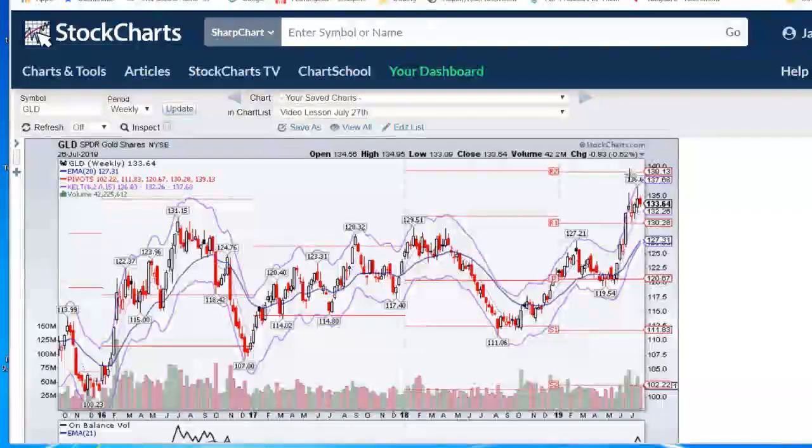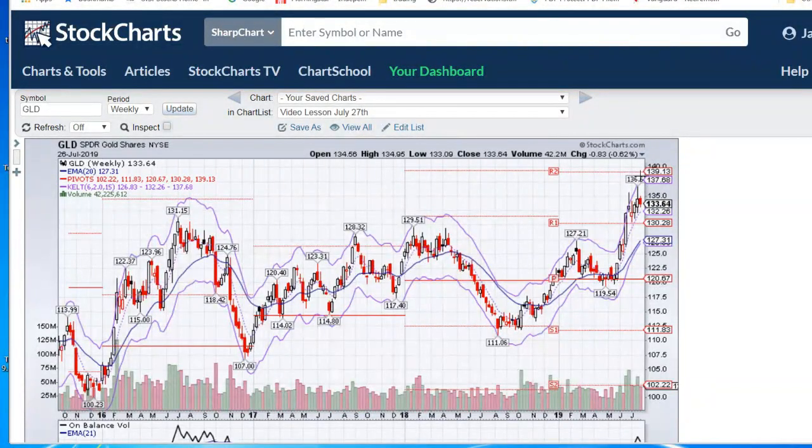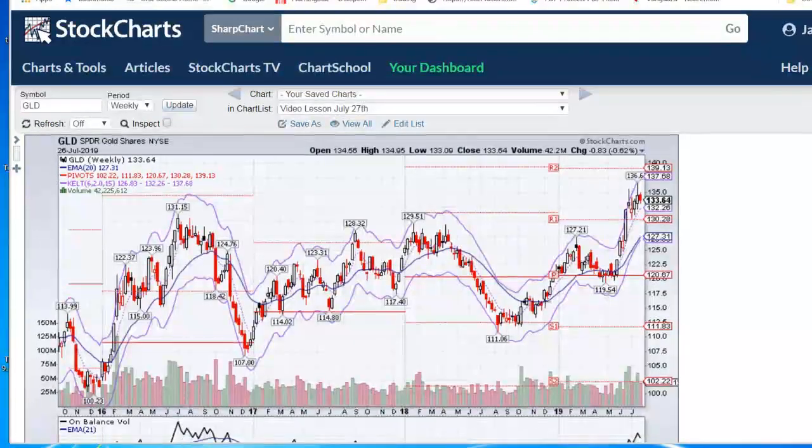Still think it gets up to this R2 level, close to 140. But we've been trying to scale in and scale out of this position since it formed a doji buy signal in October. So it's been a pretty good run for us.